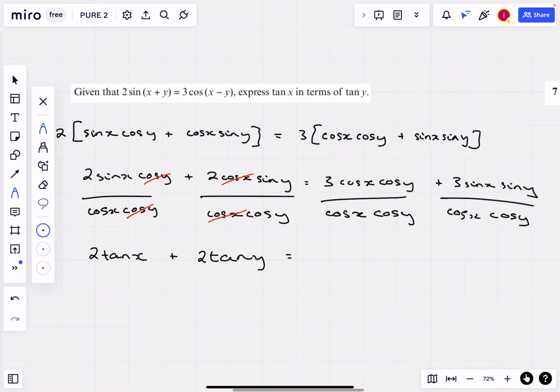Okay, so for the next one, the third fraction, what would you get? You would just get 3, because these two cancel and these two cancel. And then finally, for the last one, you would get 3 tan x tan y. Okay, last bit, express tan x in terms of tan y. So now you're trying to get tan x as the subject of your formula. So can you try that for me, please?